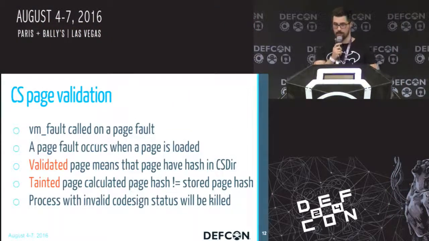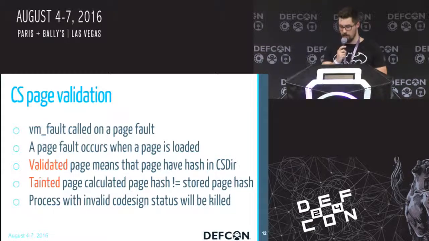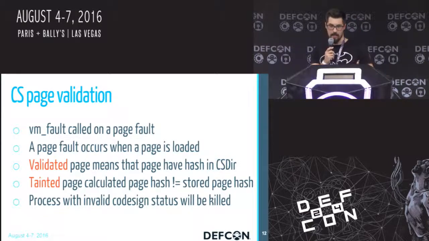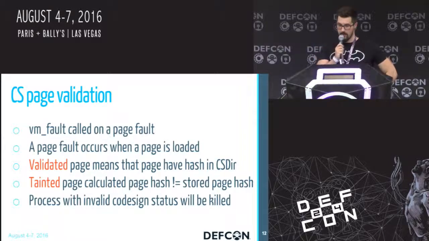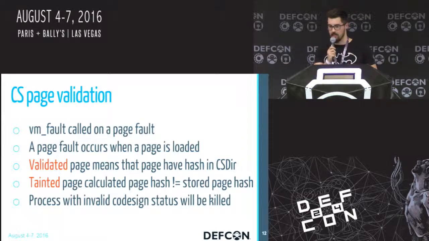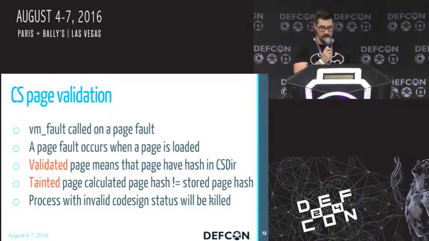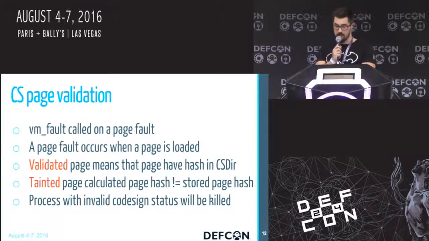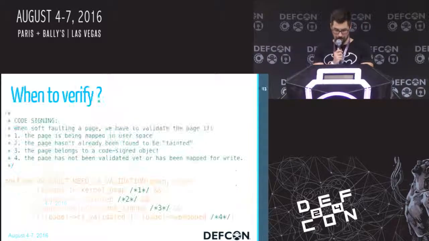More details on page validation. So a page fault gets generated when the page is loaded, and it's called a VM fault. There are a few states of a page, one called validated, another called tainted. A validated page means that the page has a hash in the code signature directory. Tainted means that the calculated page hash is not equal to the stored page hash. And a process with invalid code sign flags will be killed by the kernel.